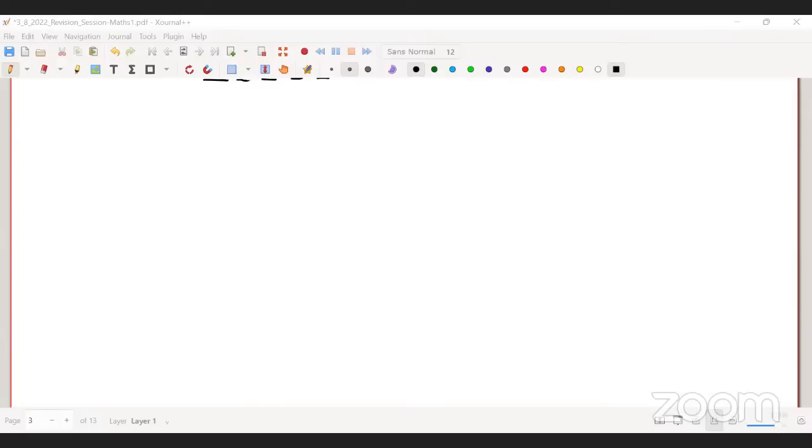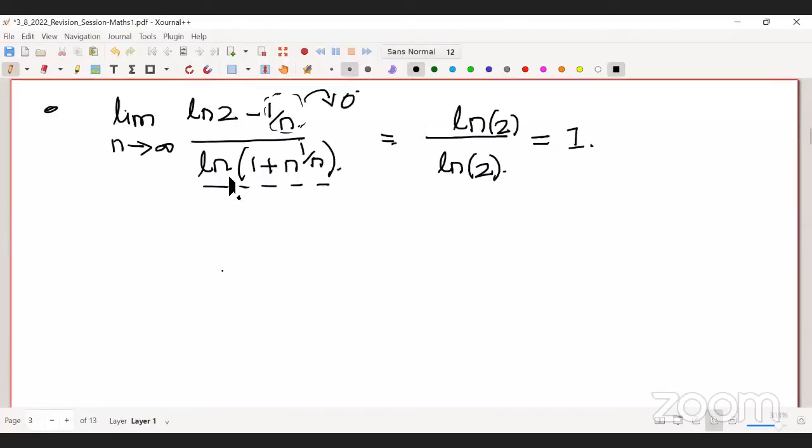Let me take some example. Let's say you have a sequence like this: limit as n tends to infinity of sine n. What will be the limit of this sequence?